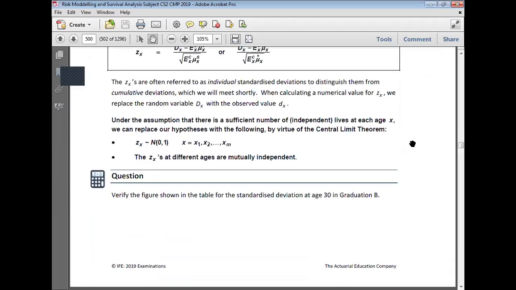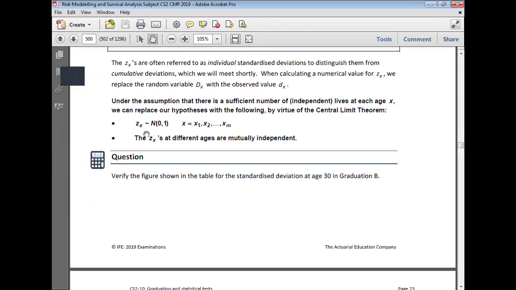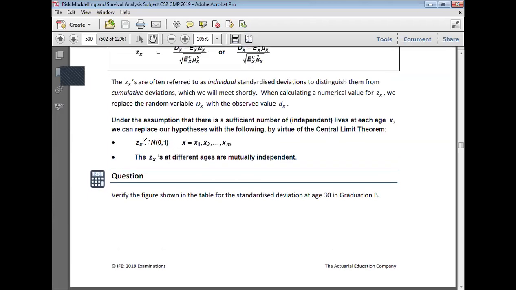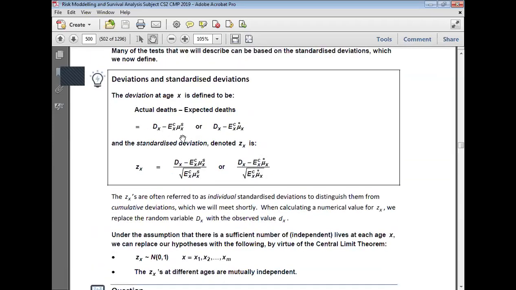Once we have enough data, we will replace our hypothesis and check whether my Zx follows normal 0, 1 or not, and whether my Zx's at different ages are mutually independent or not. Why do I expect Zx to follow normal 0, 1? Because I have this dx, and this is the mean and this is the standard deviation, which is how I normalize. If I assume my dx follows a normal distribution, and I subtract the mean and divide by the standard deviation, I should get a standard normal distribution. But we will have to check whether this is what we observe or not.